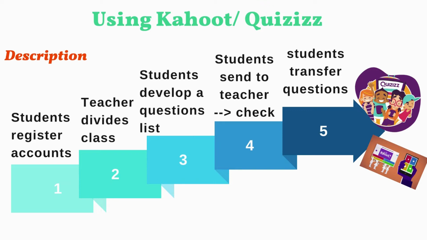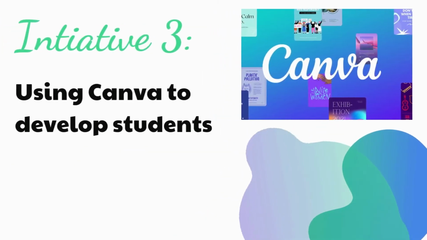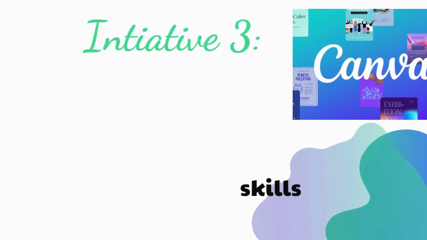And in the revision lesson, the assigned group will organize a class and provide explanations for the questions. The teacher here acts as an observer who can freely move around the class and facilitate or control the students' activity. And last, initiative number 3: develop students' writing and presentation skills by using Canva.